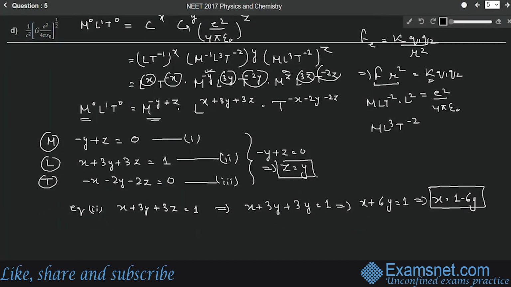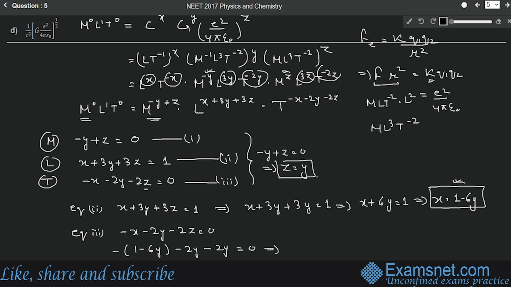Now in the third equation, we can write all in terms of y only, because we know that z is equal to y. So in place of z, we'll write y. Also x is equal to 1 minus 6y. So we can write x also in terms of y, right? So our equation number 3 is minus x minus 2y minus 2z equals to 0. Now x is 1 minus 6y. So it can be written as minus (1 minus 6y) minus 2y, again minus 2y because z is also equal to y, equals to 0.